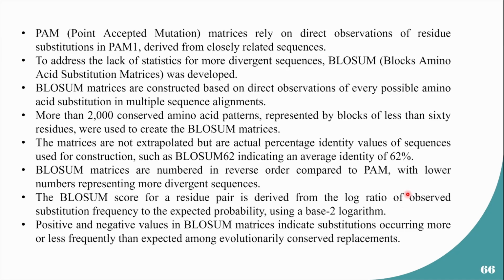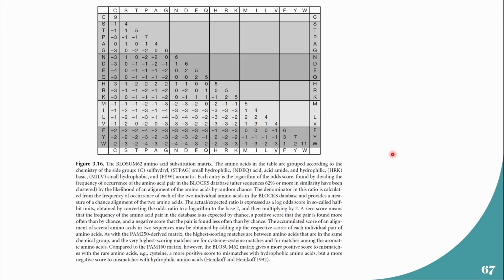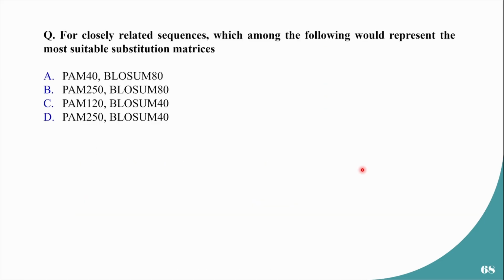For the BLOSUM matrix, since it is related to the identity, if you want to align closely related sequences, you have to use a higher BLOSUM number. Whereas in the PAM case, you had to use a lower PAM number, right? Again, another BLOSUM matrix is represented here, and the interpretation is similar.